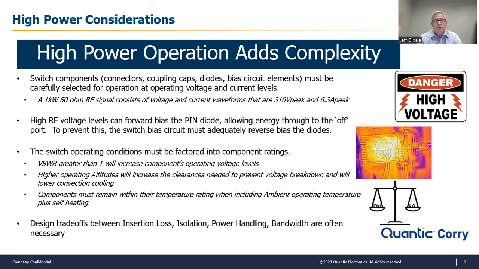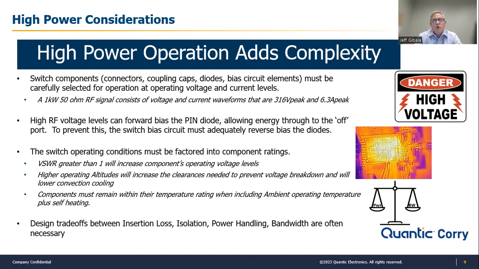So take, for instance, a 1 kilowatt 50 ohm RF signal has a voltage waveform that's 316 volts peak and a current waveform that's 6.3 amps peak. Everything that signal is passing through or by needs to be able to withstand these voltages and currents.